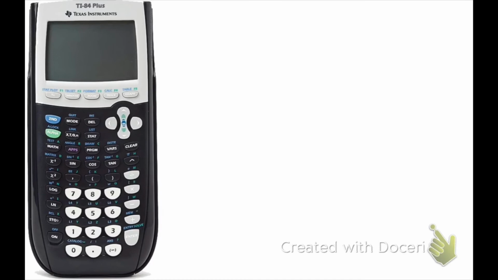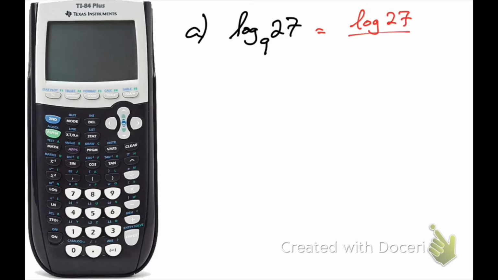Let's do a couple more. Let's say example A, I wanted to solve log base 9 of 27. Now, using our calculator, I could rewrite this as log base 10 of 27 over log base 10 of 9.